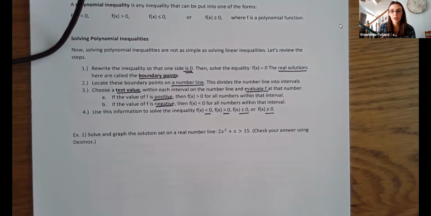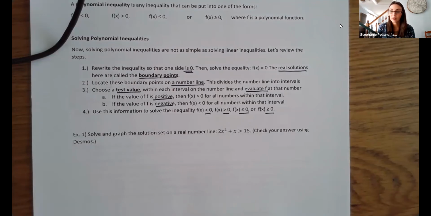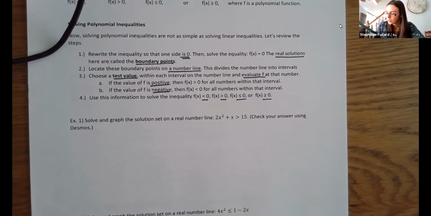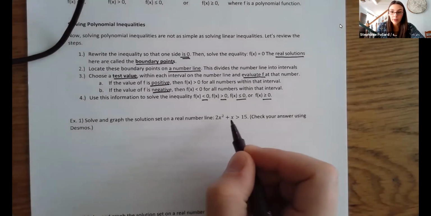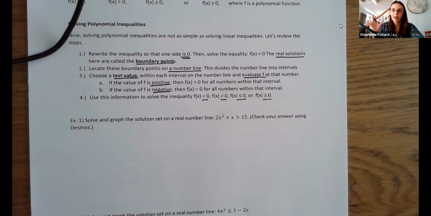So I think it'll be easier to see with an example. So let's go through one now. And then I also want to show you how to check with Desmos, to see how this works graphically. So here's our starting polynomial inequality. And again, it's easiest to solve when you have that one side equal to 0. So that's going to be your starting point.